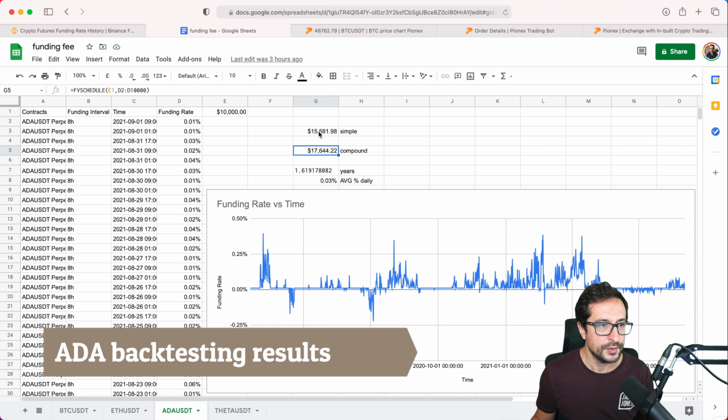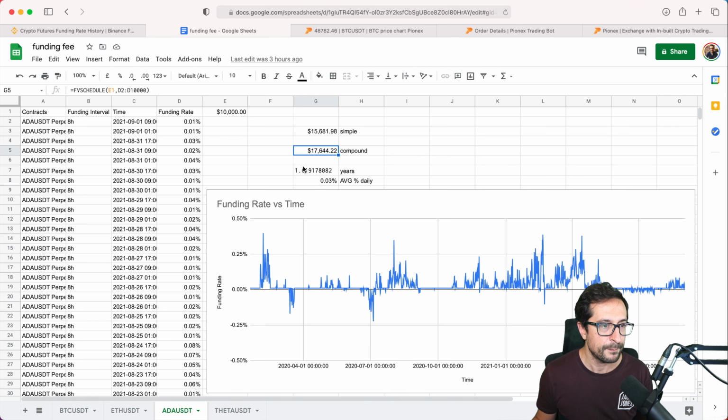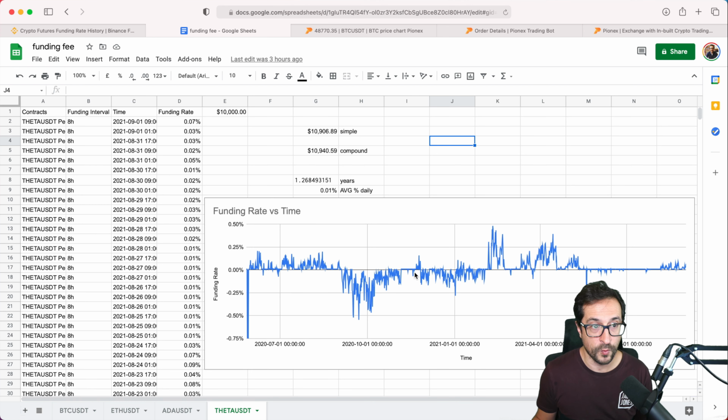On Cardano, you get 56% and 76% on compound, but the period is slightly smaller. And THETA is the worst performing of these four tokens, only 0.01. So that's roughly 1/3 of what you get with Ethereum, and half of what you get with BTC.